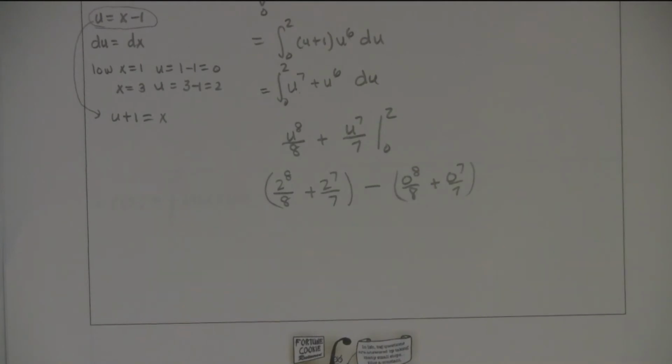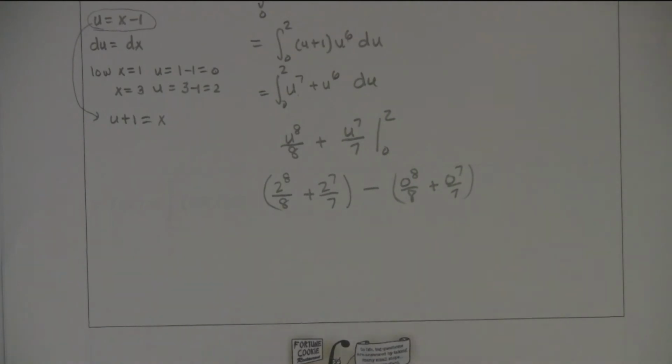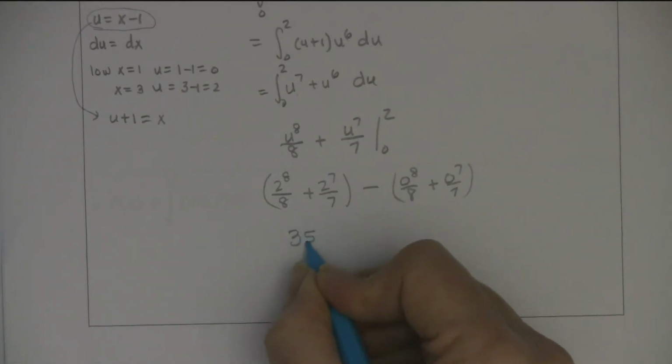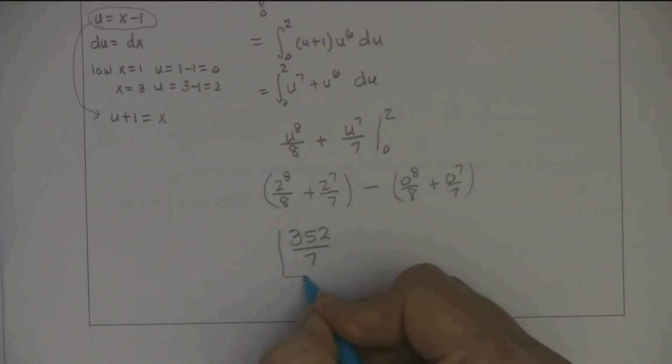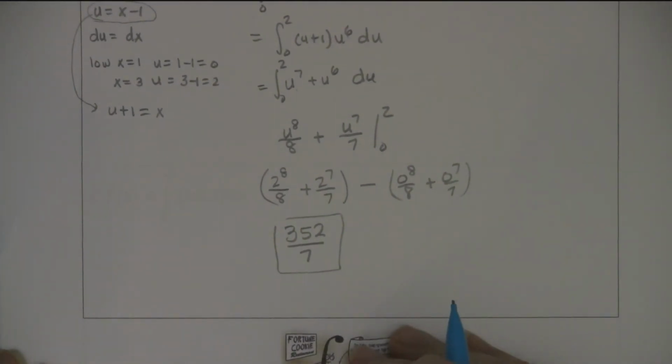So 2 to the 8th over 8 plus 2 raised to the 7th over 7, and I got 352 over 7 when I did that. Okay, so we did a lovely job on that.